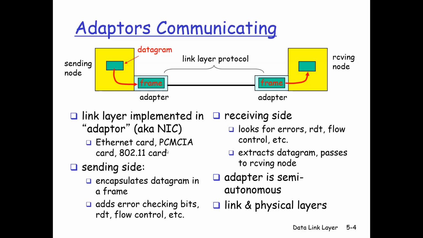But all of these cards, for example, your DSL modems, are cards of various kinds, or they are all sort of built into your routers. And so on the sending side, you're going to encapsulate the datagram into a frame, and in the header, you're going to add these checking bits, error checking bits, as well as bits for flow control. And on the receiver side, you're going to look for errors, as well as flow control, and extract that information ultimately.